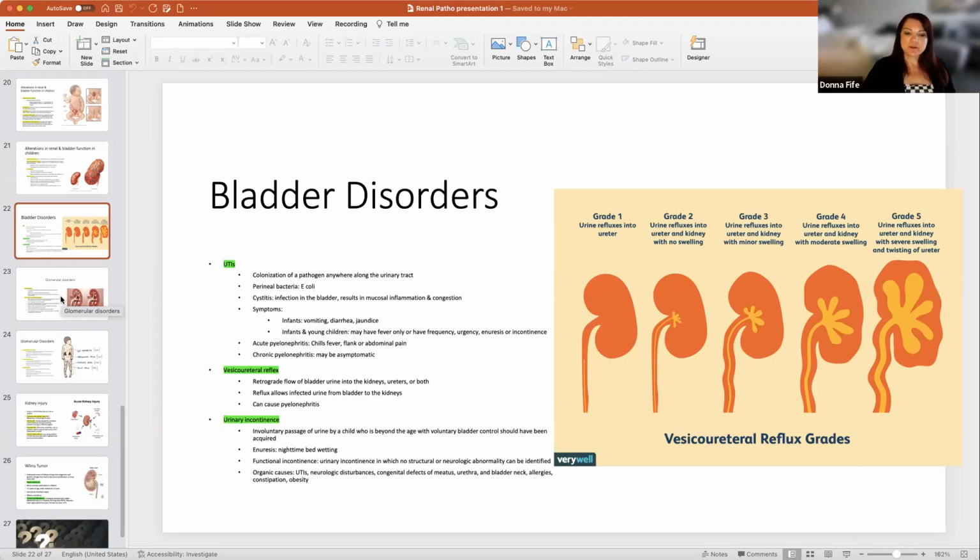Organic causes include UTIs, neurologic disturbances, congenital defects of the meatus, urethra, and bladder neck, allergies, constipation, and obesity. And this is just a diagram indicating the vesicoureteral reflux grades.